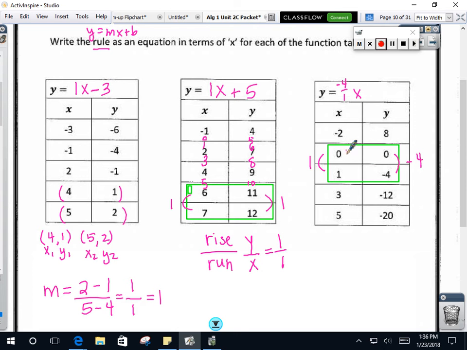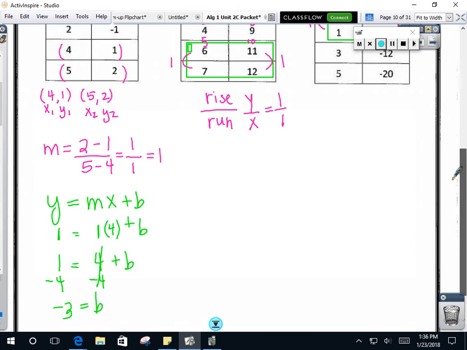But if doing it that way does not work for you, just do y2 minus y1 over x2 minus x1. Now to find the b, for this one is simple because it's already visible in the table. What is it? 0. Whenever your x is 0, the number in the y place is your y-intercept. Okay, let's try this one down here.